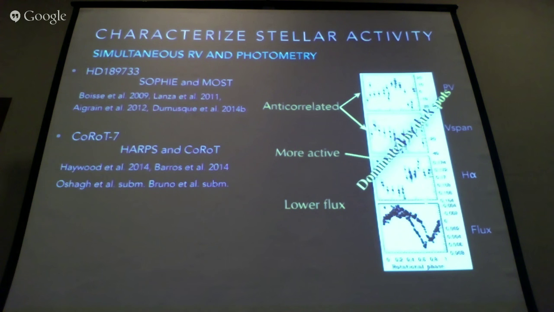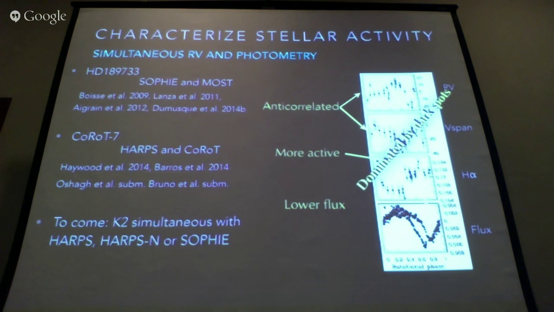A few years later, there was an observation of CoRoT-7 by HARPS and CoRoT simultaneously that could be used to do the same kind of analysis. Enjoy seeing the paper in detail, by Haywood et al. And there is another paper in preparation on this data set, because soon we will have other observations simultaneous with K2 data and spectral data.